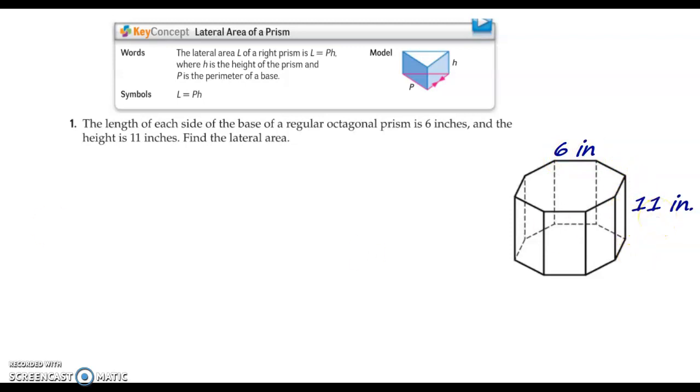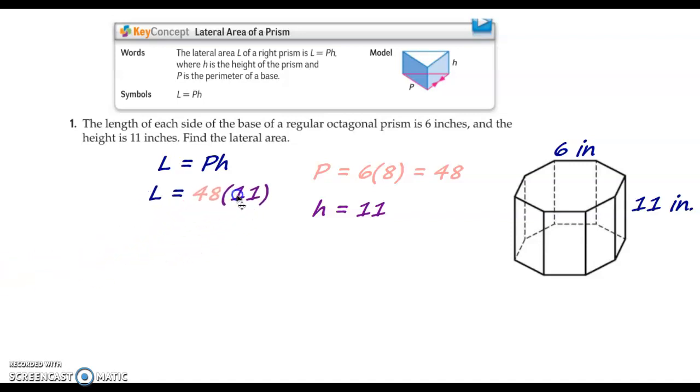To begin, the first thing we need to do is write our formula. So the lateral surface area is equal to the perimeter of the base times the height. So let's identify what we know. To find the perimeter of this base, we're just going to add up all the sides. In this case, we have 8 sides that are 6 inches long, or 6 times 8, which gives us a perimeter of 48 inches. They also told us in the problem that the height of the prism was 11 inches. So we know that our H, or our height, is 11.